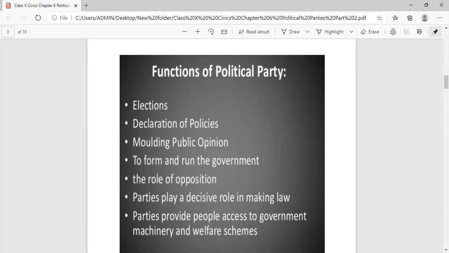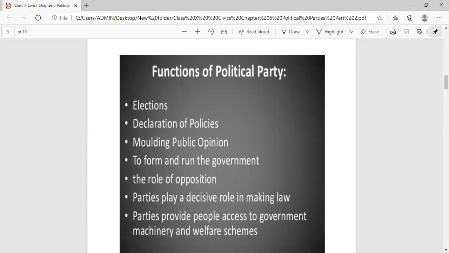The fourth point explains that parties form and run the government. So who will run the government? It means the party which, after contesting the election, gets an absolute majority in the legislature will form the government and run the administration of the country. So the party that gets the absolute majority will run the government.